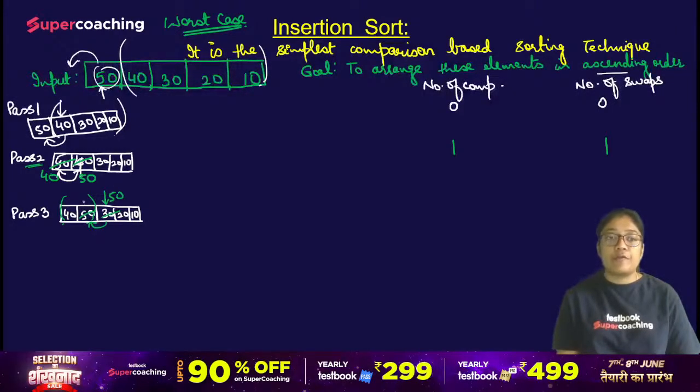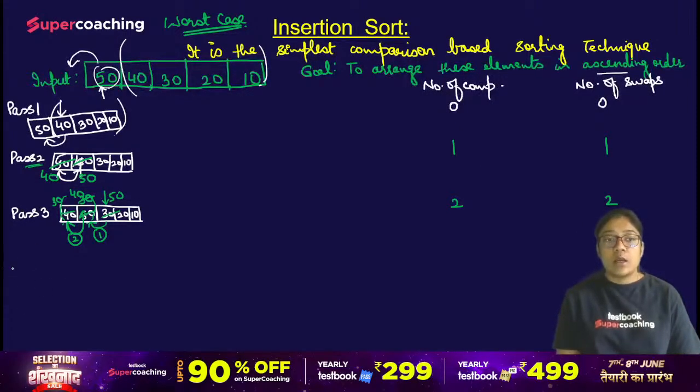Here we'll get 50 and 30. Then 30 will be compared with 40, and 30 is smaller, so the second swap will take place. Here we'll get 40 and here we'll get 30. So if you observe here, two comparisons and two swaps are taking place. Two comparisons and two swaps. This is the output after pass 3.